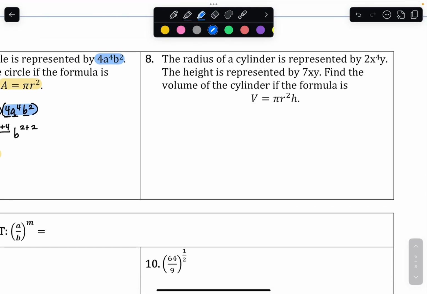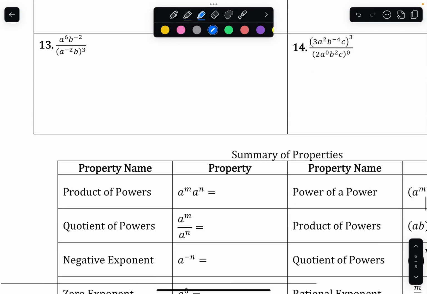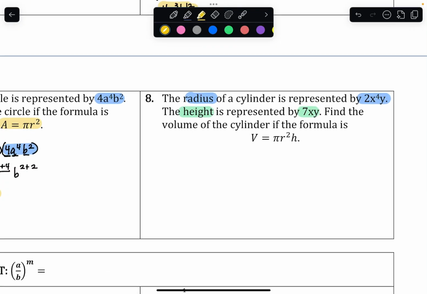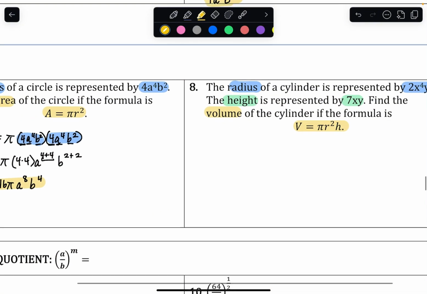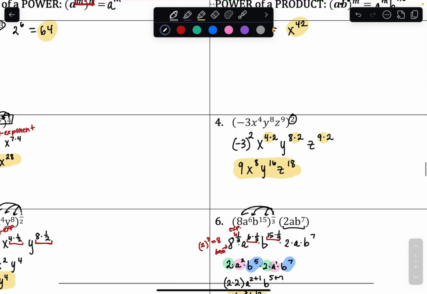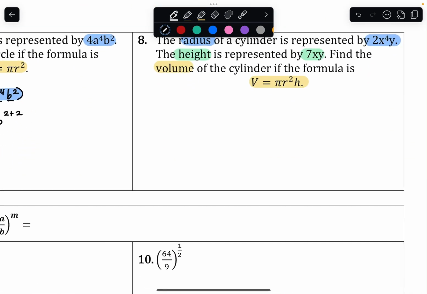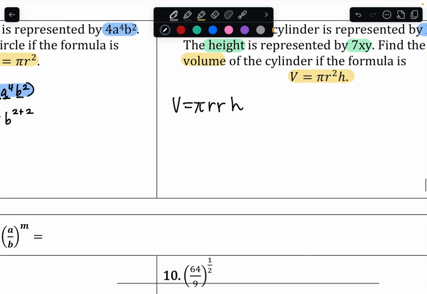All right, here they're telling me the radius of a cylinder is represented by 2x to the 4th y. The height is represented by 7xy. Find the volume of the cylinder if the formula is pi r squared h. And so once again, I don't want that r squared. And so I am going to rewrite this formula as V equals pi r r h. It's the same thing as r squared.